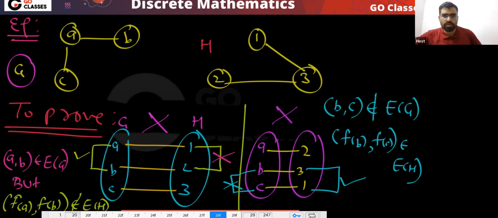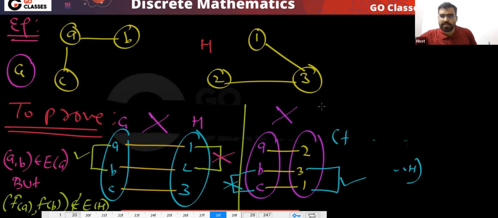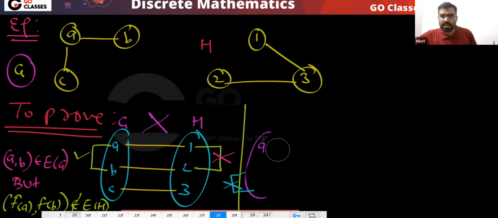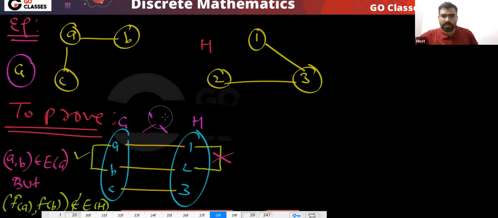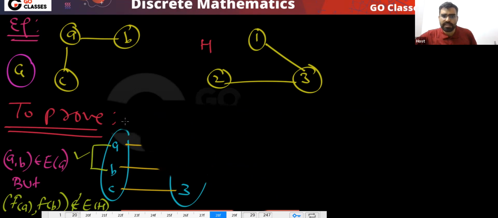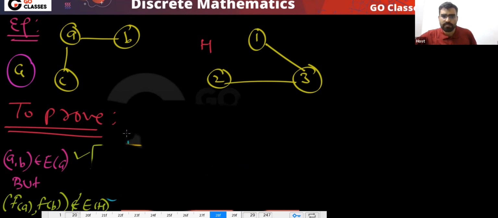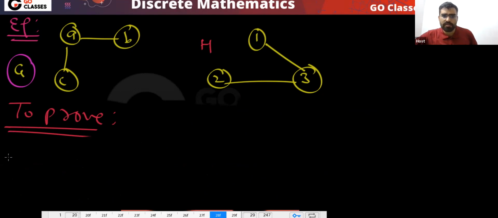So what to do? Can I say this is not isomorphic? How many bijections do we have to check? Can anyone tell me? Please tell me. Total 6 bijections are possible. If you notice, the number of bijections possible is 3 factorial. So total 6 bijections we have to check.